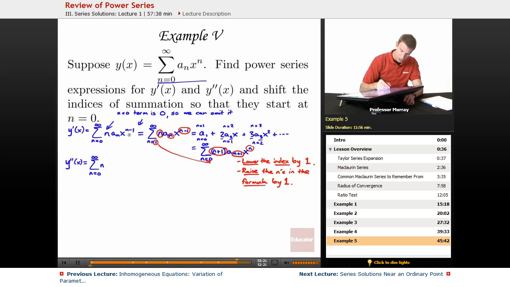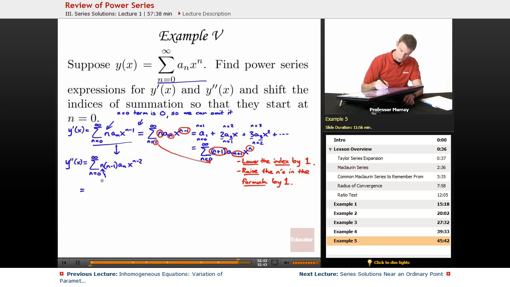X to the n minus 1, if I take its derivative, will give me n minus 1. There's still an a sub n, x to the n minus 2. That's by taking the derivative of this expression right here. And then I notice, again, that the n equals 0 term, because of this n right here, will be 0.